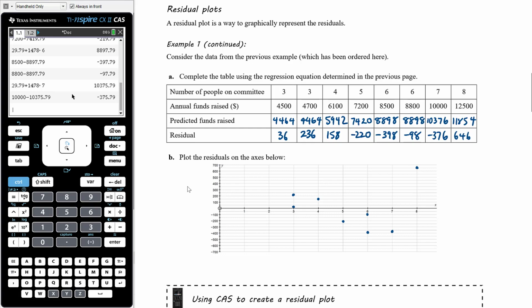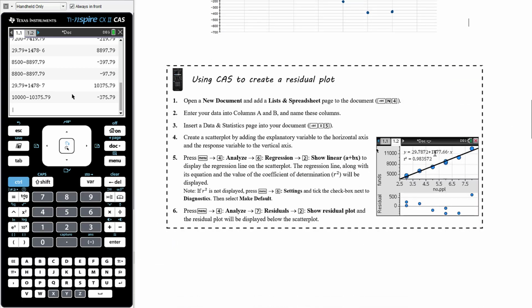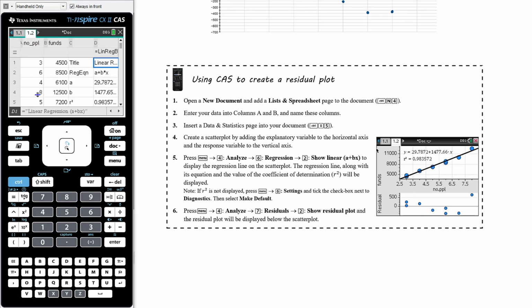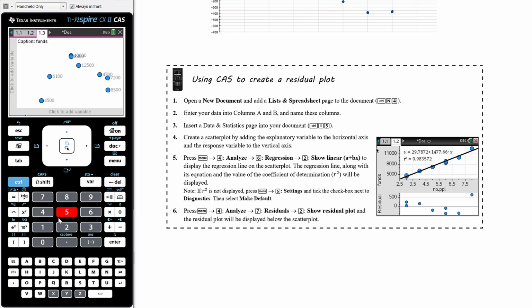Okay, let's have a look at how we can get our CAS to plot the residual plot. So I've already got my data listed in my lists and spreadsheets. Okay, so in the same document, I want to insert a data and statistics page. So Control I for insert, number 5 for a data and statistics page. And I first of all want to do the scatter plot.